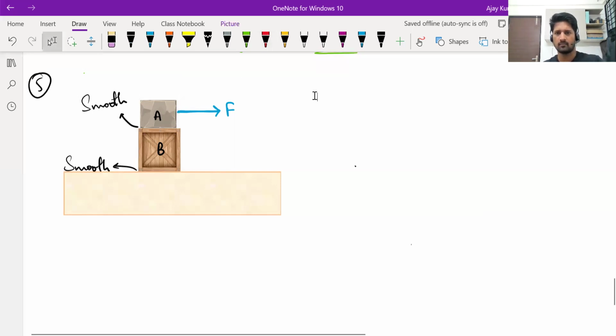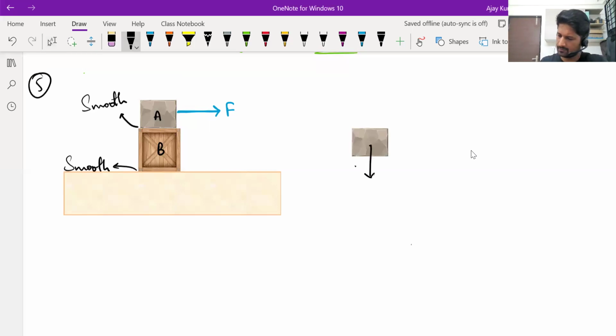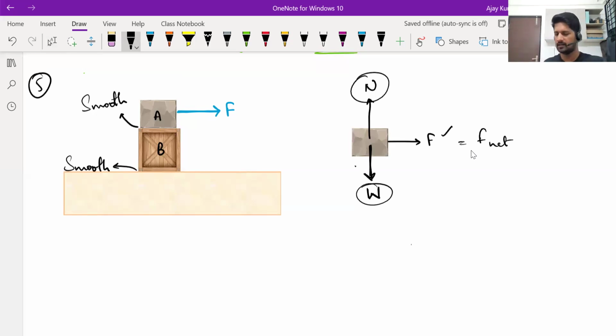Gravitational force, normal, and friction, sir. Weight, normal, and friction will be acting. Weight acts vertically downwards, normal force upwards. Wait, what did he say? Weight, normal, and? Force, sir. That force F we are applying. Correct. So weight and normal force will balance, but this F will be unbalanced. So that becomes a net force acting on it, and it will start accelerating to the right.